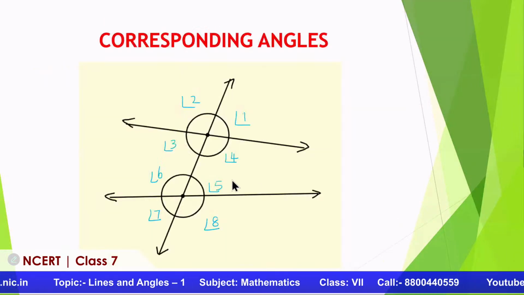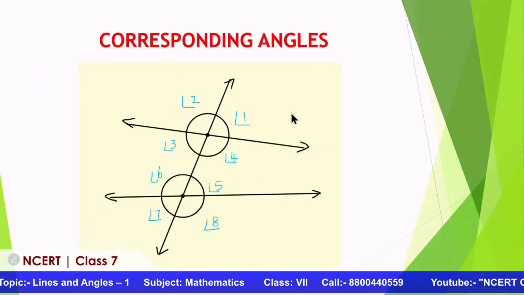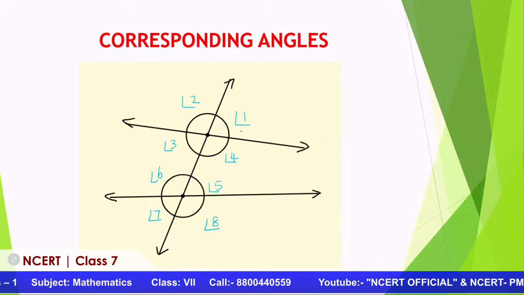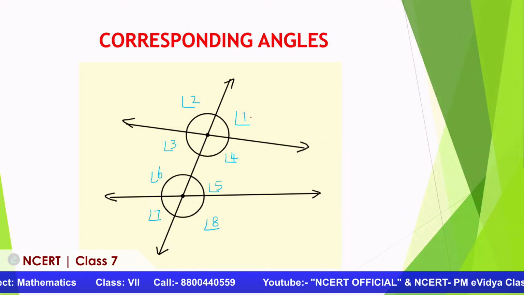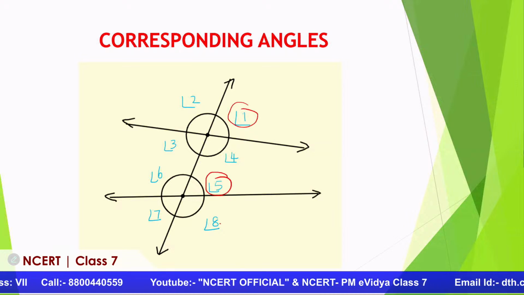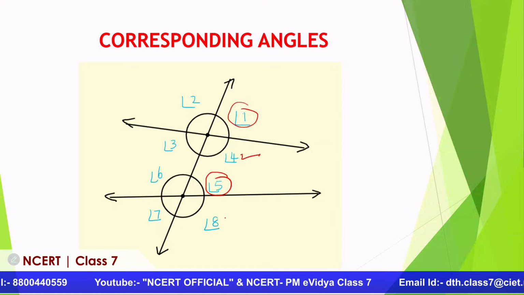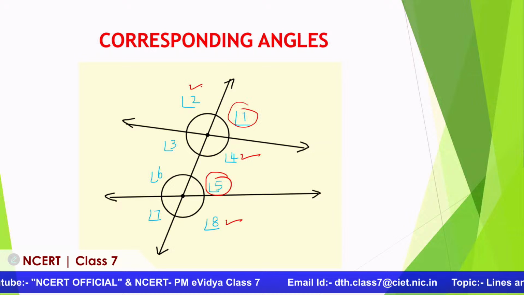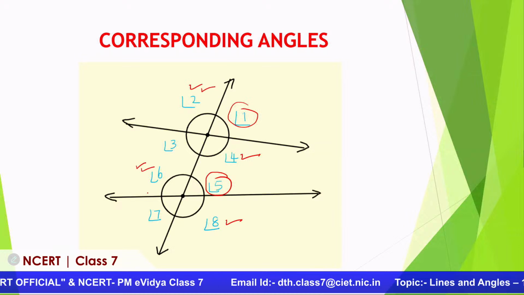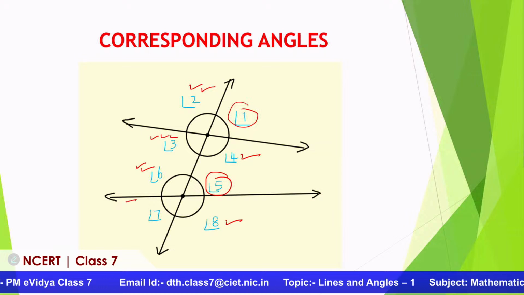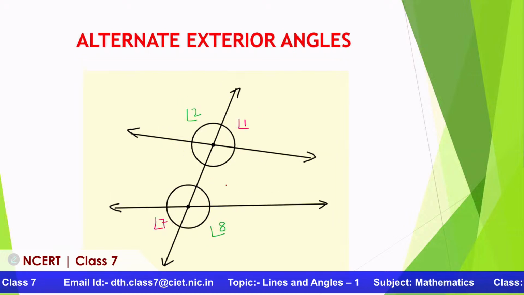Okay, so you would have seen now what we discussed. It's about corresponding angles, interior alternate angles and exterior alternate angles. So quickly we'll have a recap from this figure: angle 1 and angle 5 are one pair of corresponding angles. Angle 4 and angle 8 is another pair of corresponding angles. Angle 2 and angle 6 is the third pair, and angle 3 and angle 7 is the fourth pair.